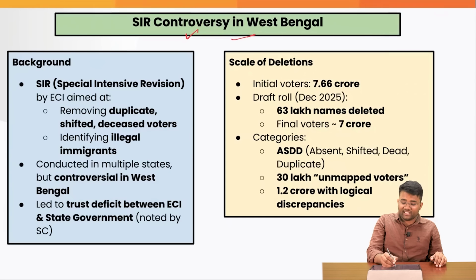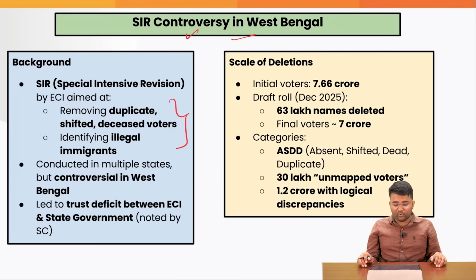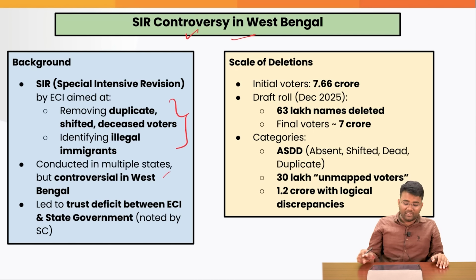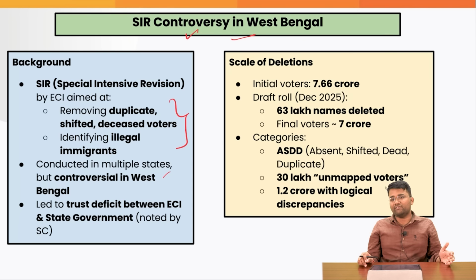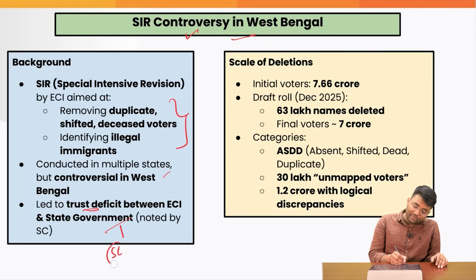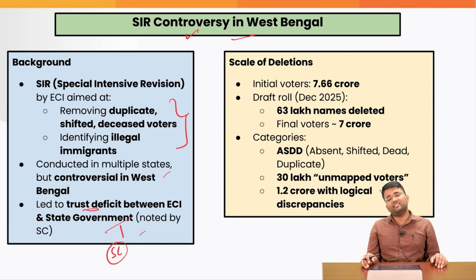Now, the special intensive revision controversy in West Bengal. It was mainly aimed at removing duplicate, shifted and deceased voters, and identifying illegal immigrants. That was the case that we have already discussed, and it was conducted in multiple states, but the most controversial has been in West Bengal, also because the elections in West Bengal are due, and that actually led to a trust deficit between the Election Commission of India and the state government of West Bengal. And this has also been noted by the Honorable Supreme Court while hearing the petition against this exercise.